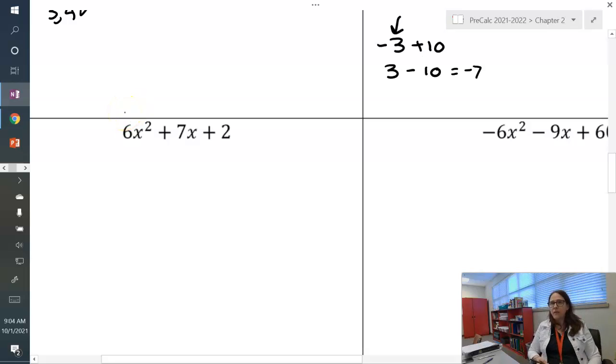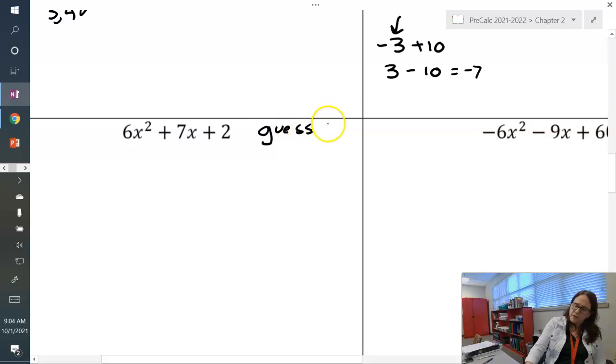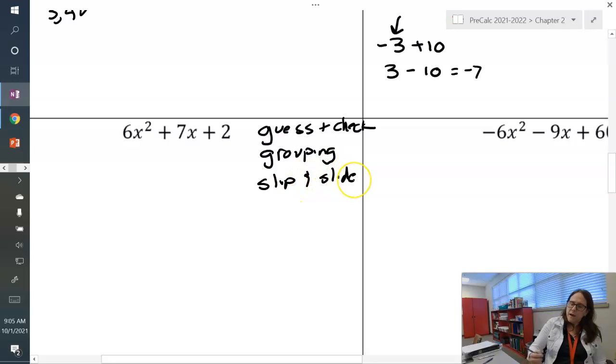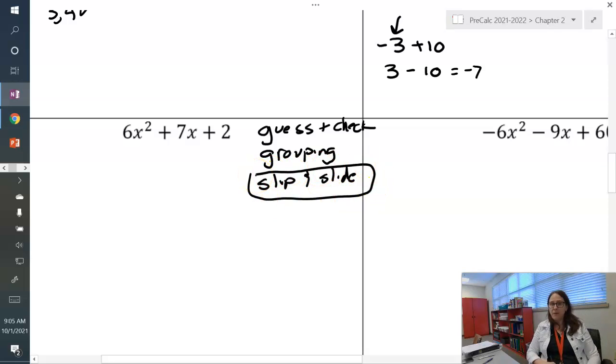This type has different methods to it. Some teachers use guess and check. Some teachers teach by grouping. And some do slip and slide. I like slip and slide. So I'm going to show you that method. You may not have seen it done this way before, and that's okay.